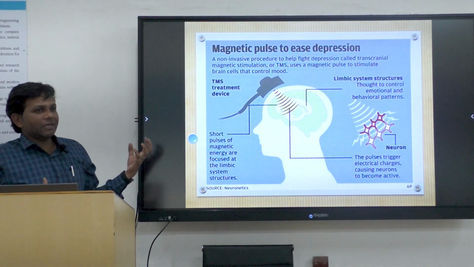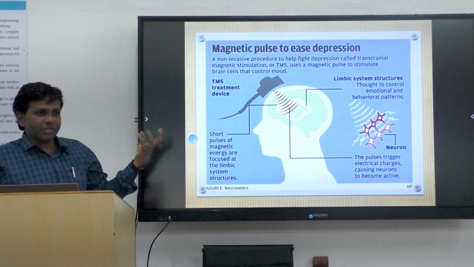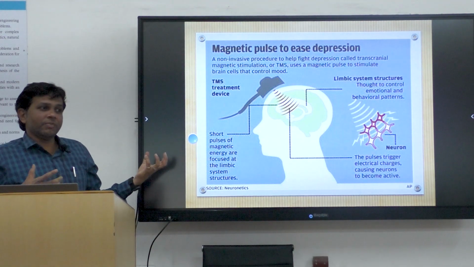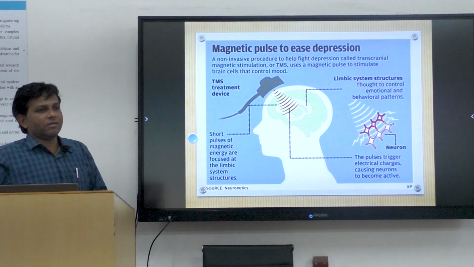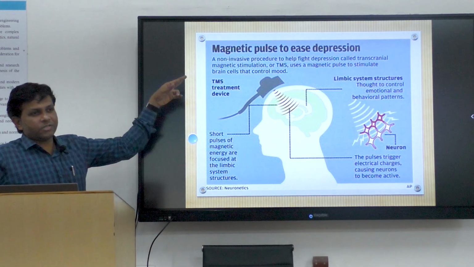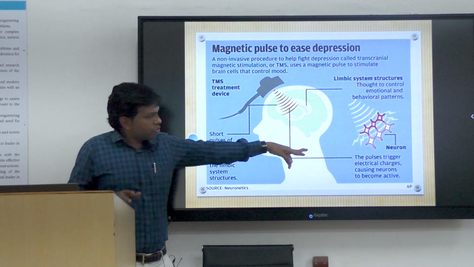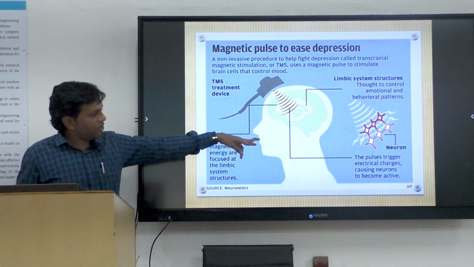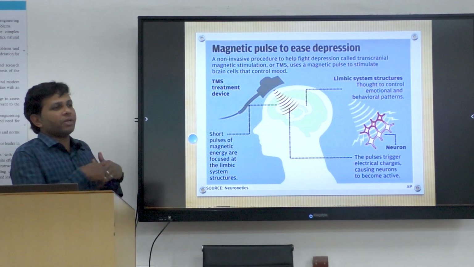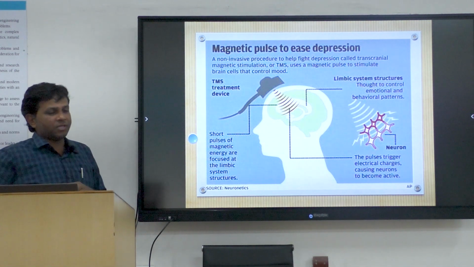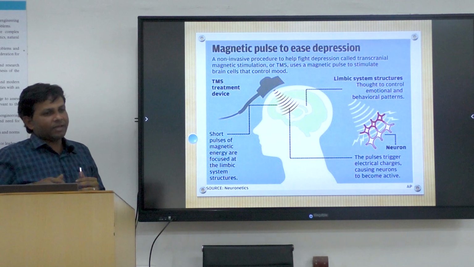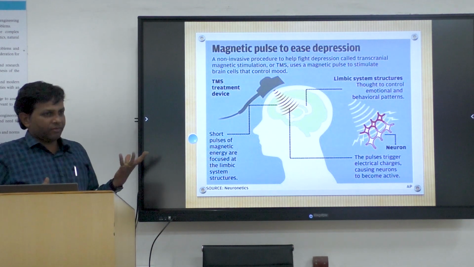When we trigger electric fields in that region, the neurons in that region become active through the magnetic fields created by the triggering, using such a device. Those pulses which we create trigger the neurons in that region to become active by using those electrical charges created by the triggering. It is like you are artificially making them active.